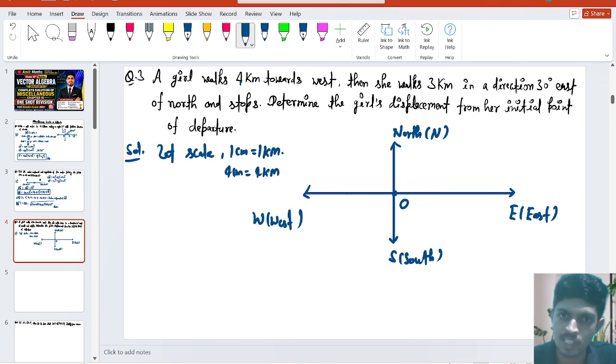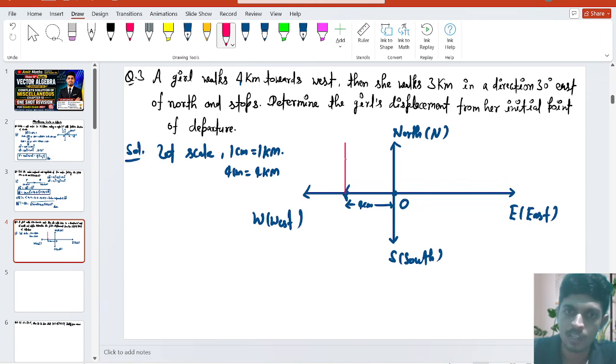Suppose this is 4 centimeters, taken from the scale. So this is her walk of 4 kilometers towards the west direction. This is clear to you. And then she walks 3 kilometers in the direction of 30 degrees east of north and stops. Taking north in this direction, this is the north direction.